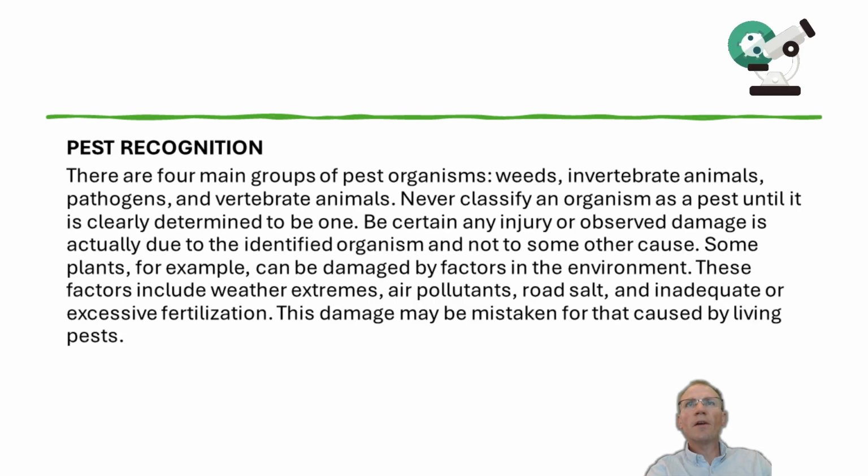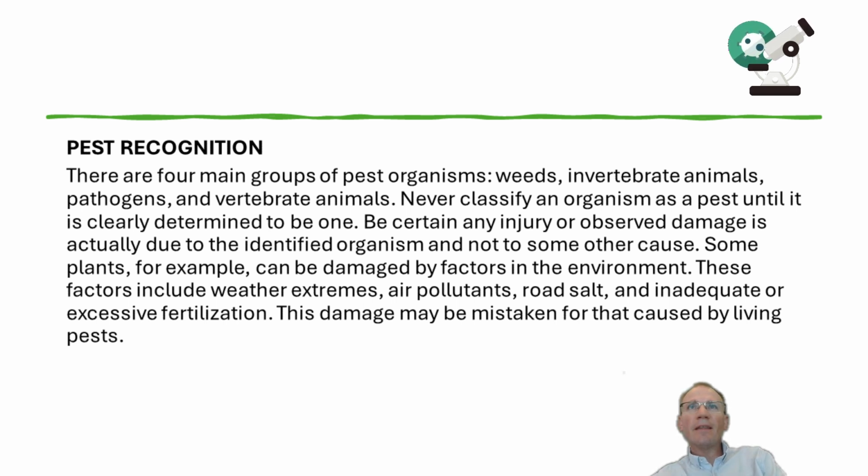Pest recognition. There are four main groups of pest organisms: weeds, invertebrate animals, pathogens, and vertebrate animals. Never classify an organism as a pest until it is clearly determined to be one. Be certain any injury or observed damage is actually due to the identified organism and not to some other cause. Some plants, for example, can be damaged by factors in the environment. These factors include weather extremes, air pollutants, road salt, and inadequate or excessive fertilization. This damage may be mistaken for that caused by living pests.